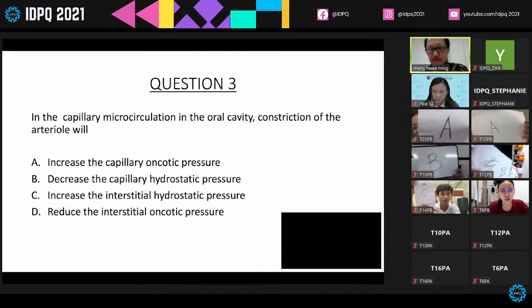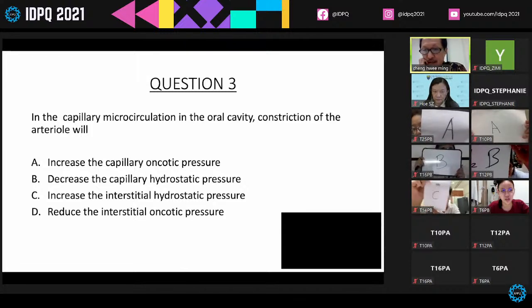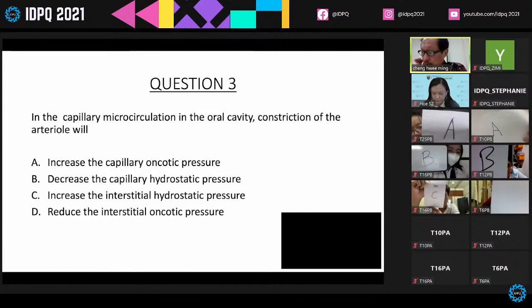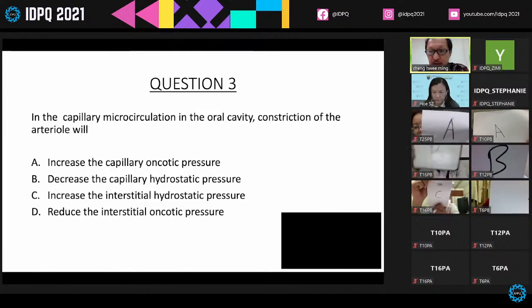Okay, time's up. Team 6, we have to penalize you. Is that a lag in the time? Anyway, the only correct answer is that the capillary is downstream from the arteriole, so you should expect a drop in the hydrostatic pressure. So the answer we want is actually B.